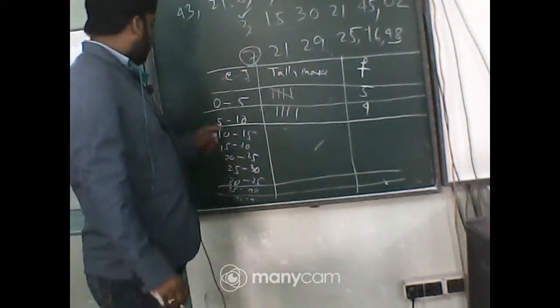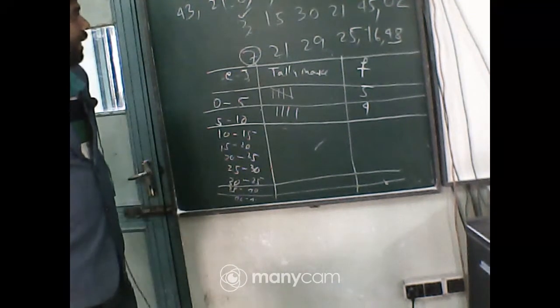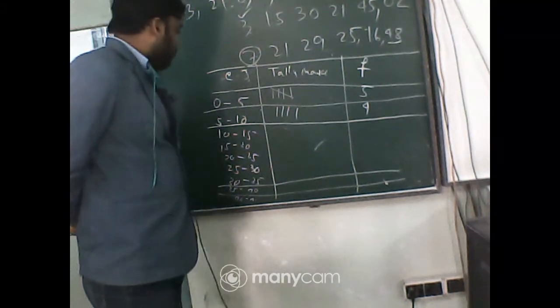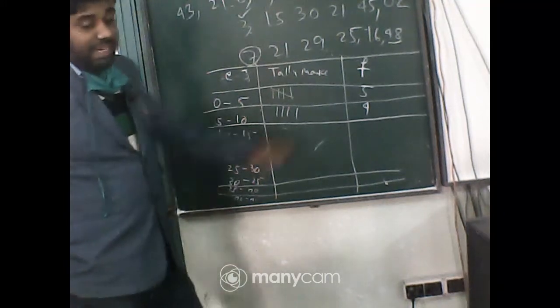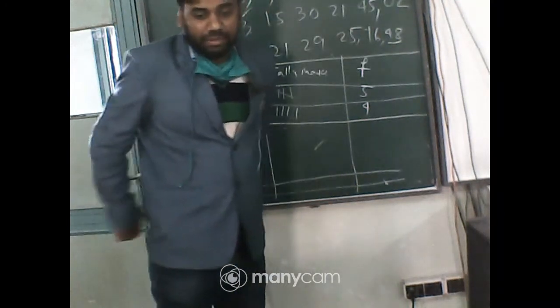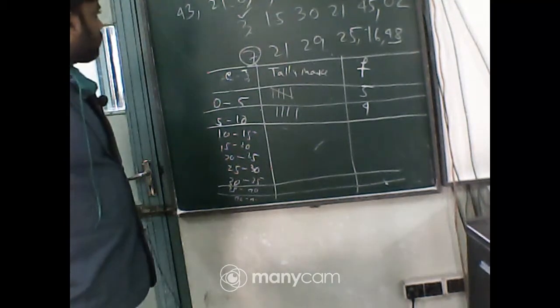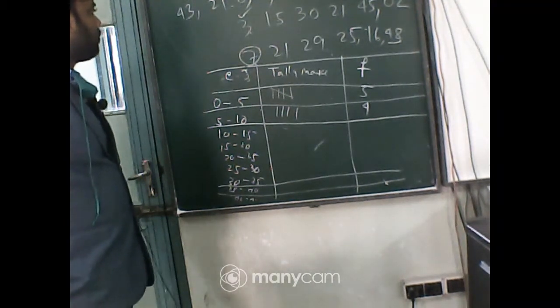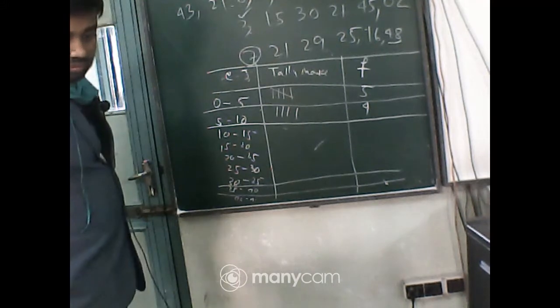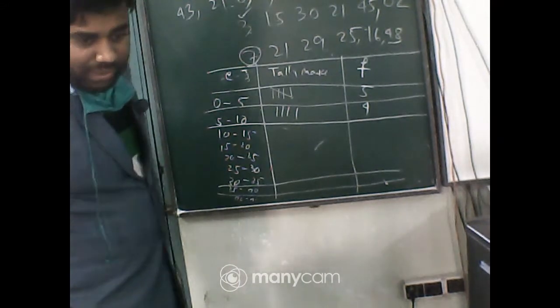And tell me 10 to 15. Quickly, how many students got marks between 10 to 15? 10 I have taken already. Between 10 to 15. Anyone else quickly?